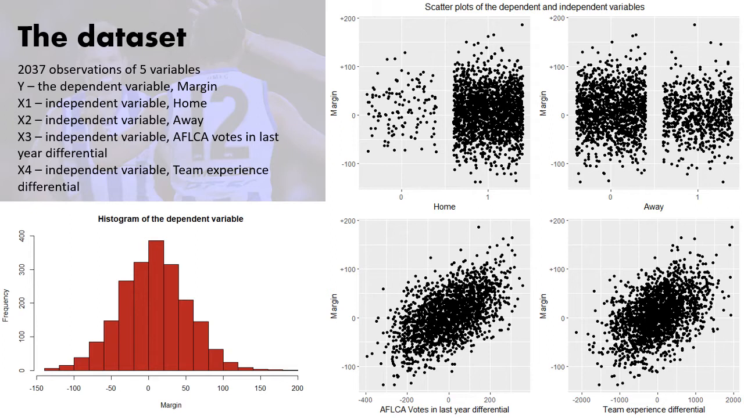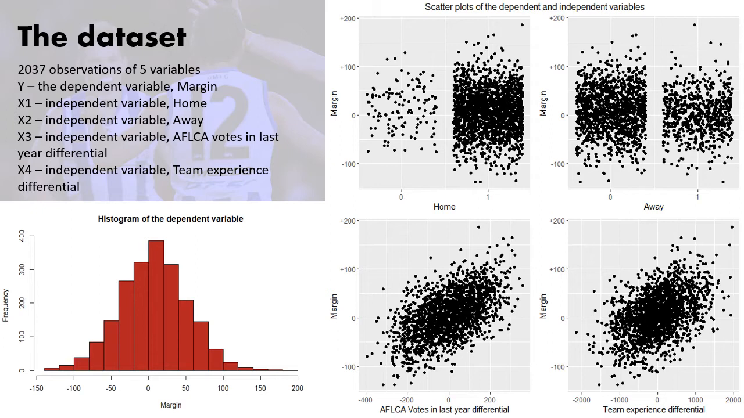The x3 variable attempts to provide a quantitative comparison of the recent form of the players named in the home and away sides. It tracks the differential between votes received in the AFL Coaches Association MVP award in the last year for the players in the home side compared to the players in the away side. The scatter plot for this variable shows that it is positively correlated with margin. As this variable increases, so too does the likelihood of a positive margin, and vice versa.